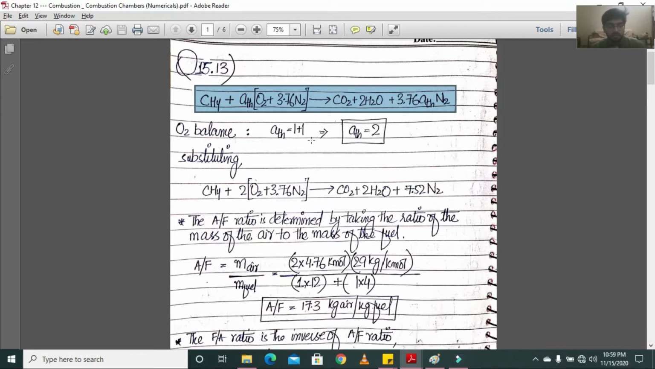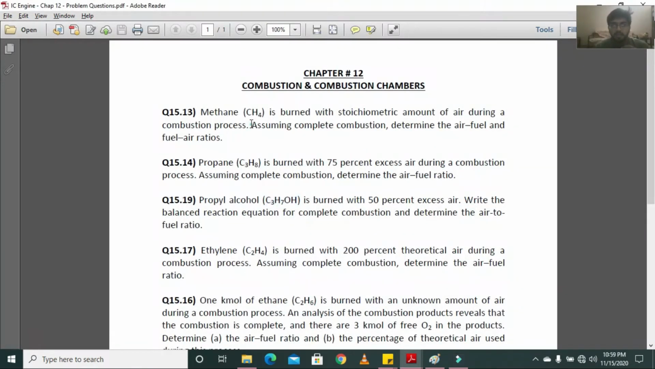Now coming back towards the question, here you can see that you have to assume complete combustion. It means that there will be no formation of carbon monoxide. We will have only the formation of carbon dioxide. We have to determine the air fuel ratio and the fuel air ratio. Basically, if we determine the air fuel ratio, we can simply reciprocate it to determine the fuel air ratio. And in order to determine the air fuel ratio, we need the mass of the air and the mass of the fuel which is being utilized.